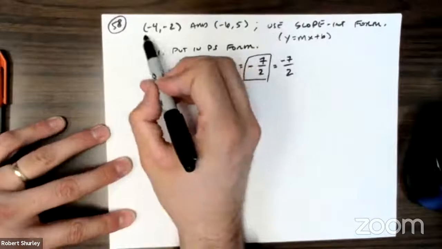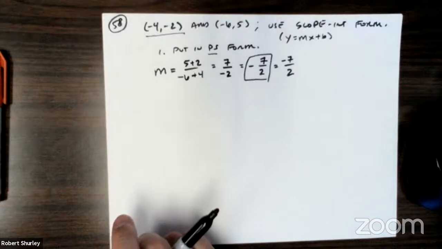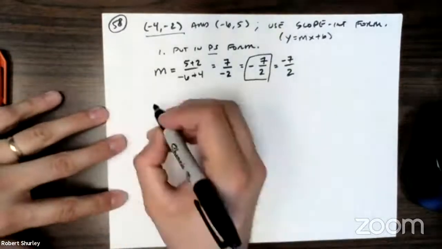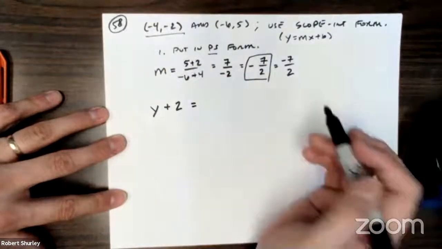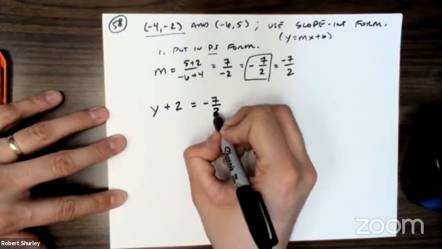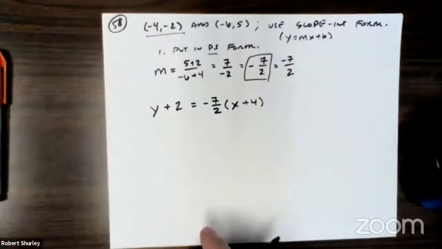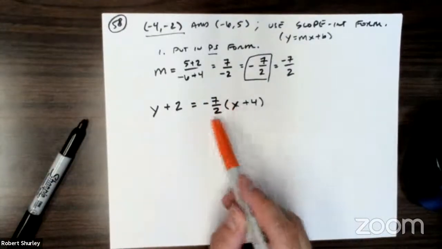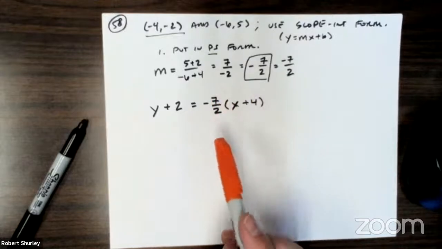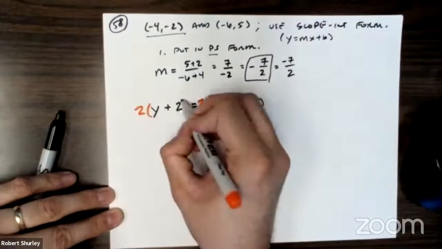Now, I'm just going to use this first coordinate to put it into point slope form. It doesn't matter which coordinate we use. We'll wind up with the same answer. But I'm going to choose this one. So y minus a negative 2, so y plus 2, equals negative 7 halves times x plus 4. Again, we're going to do our little trick we learned earlier: if we've got fractions and it's all being multiplied, let's just multiply both sides by 2.